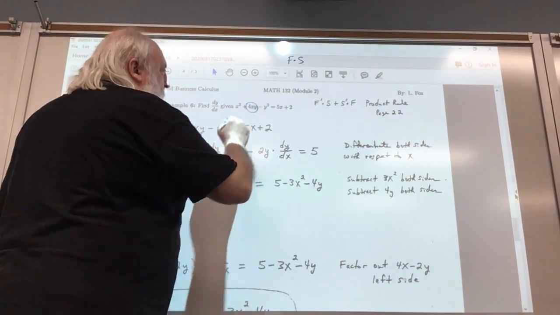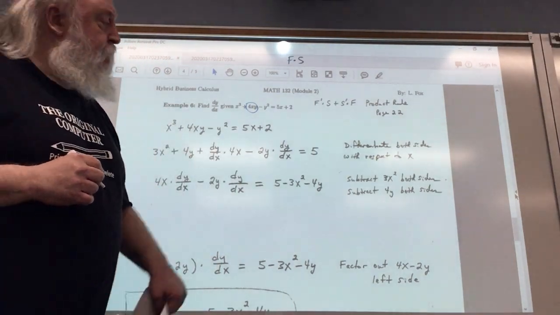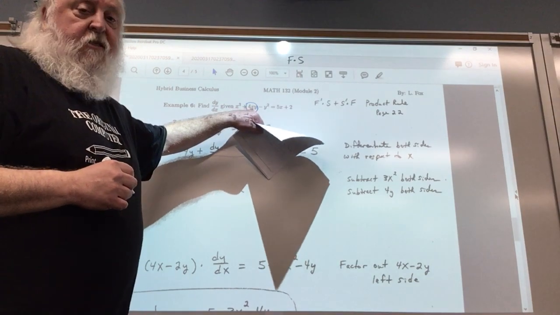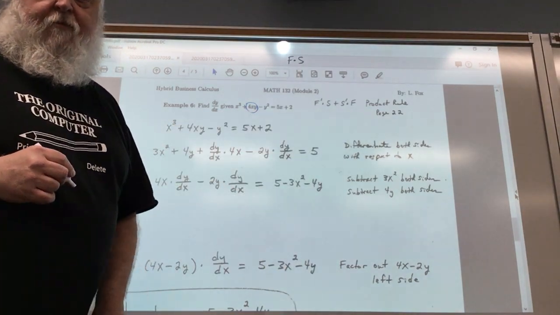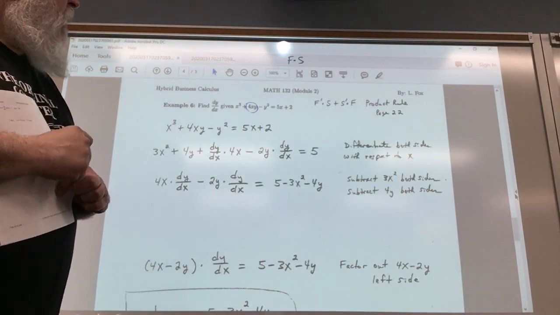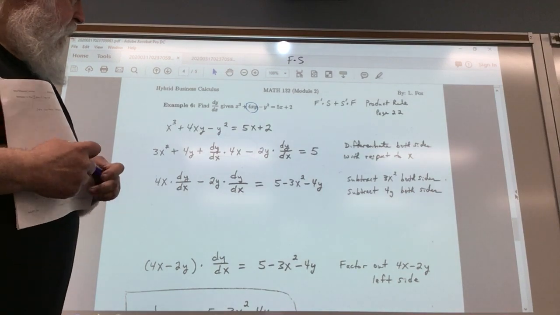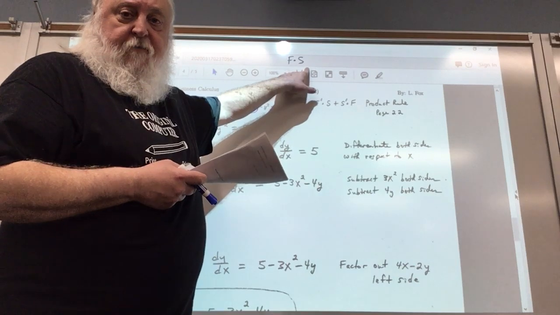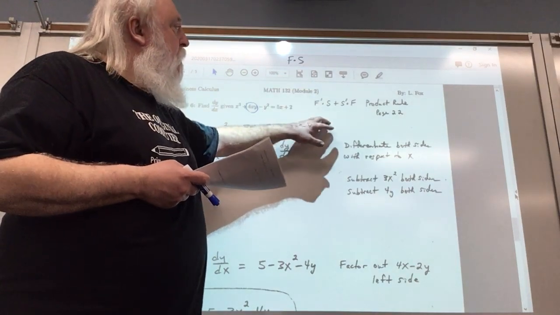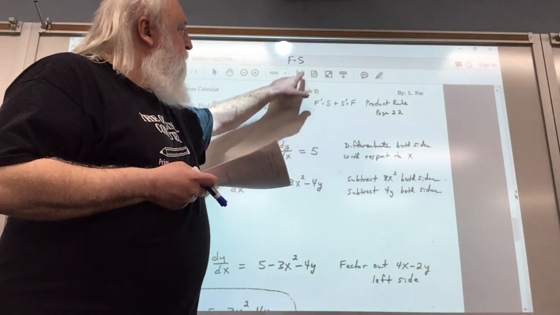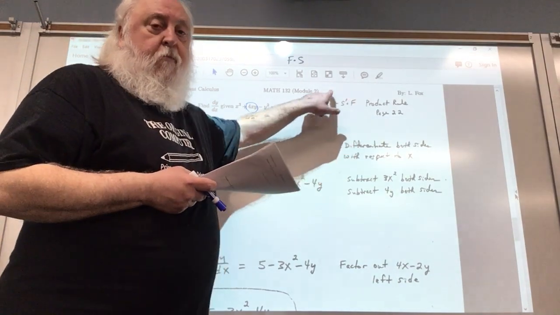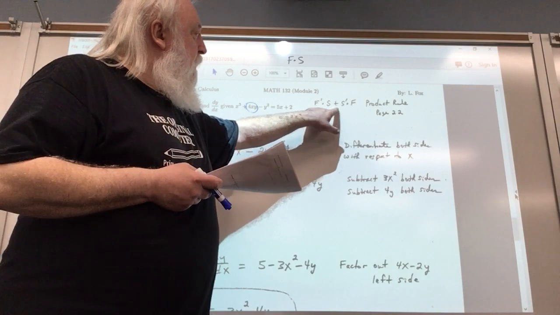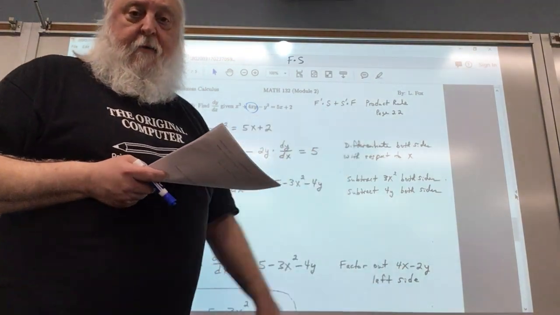4xy is a product of two functions. Remember, y is a function of x. So we've got the first function, 4x, times the second function, y. And so we're going to have to use the product rule again. And remember, the product rule says if I have a product of two functions, a first function and a second function, one way to find the derivative is this form of the product rule: derivative of the first function times the second plus the derivative of the second function times the first.